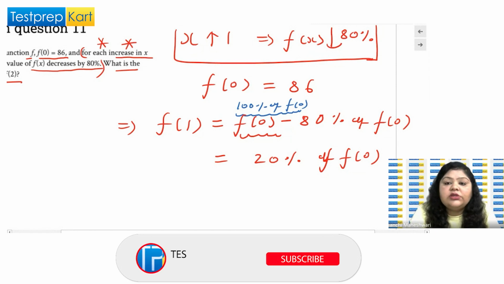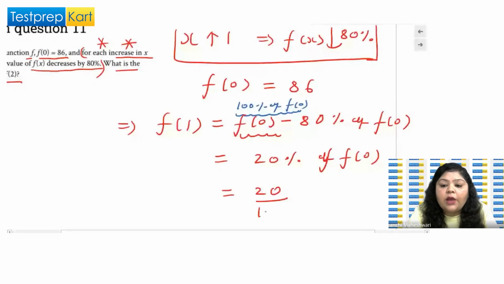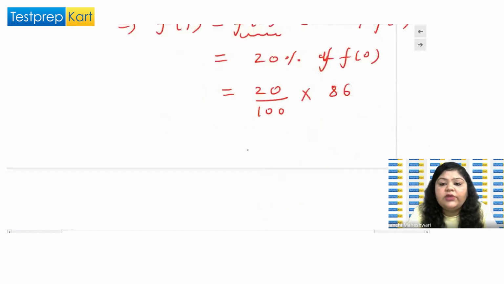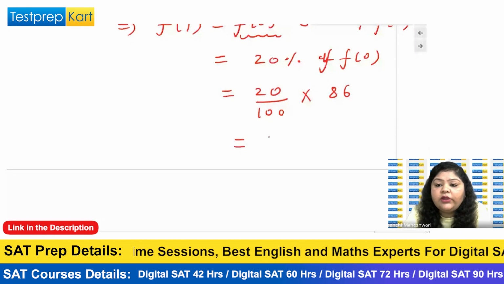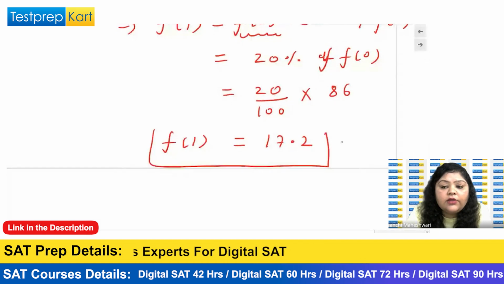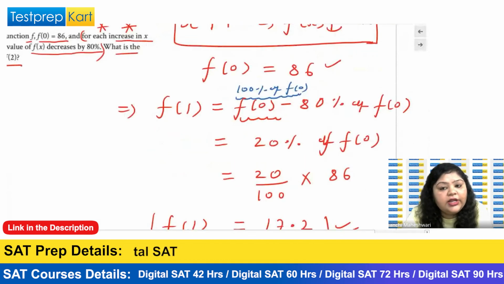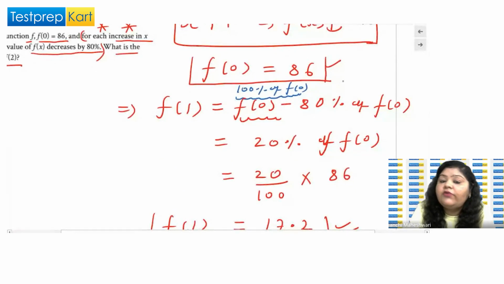Now if I calculate 20% of f of 0, it would be 20 upon 100 into the value of f of 0, which is 86. So just simplify that: multiply 86 by 0.2. If I do so, I get the value 17.2. So this is the final value for my f of 1. Clear? With the help of the value of f of 0, we have calculated the value of f of 1.